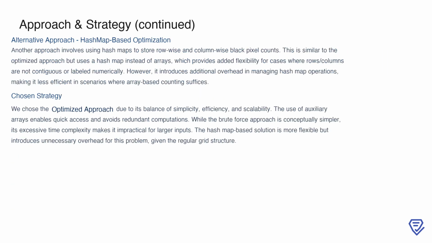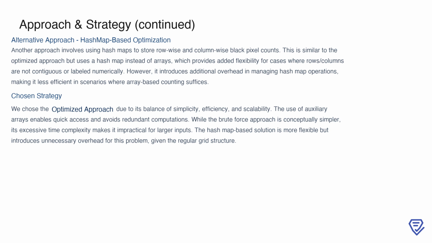There's also an alternative optimization that uses hash maps to count black pixels in rows and columns. This method operates similarly to the array-based optimized solution but replaces the auxiliary arrays with hash maps. Hash maps can be particularly useful in scenarios where the rows or columns are not contiguous or are labeled in a non-numerical way. For example, if the grid rows and columns had custom identifiers instead of sequential numbers, hash maps would provide the flexibility to handle such cases.